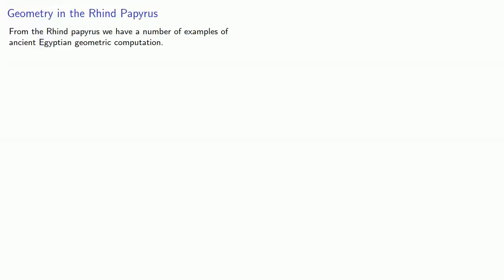From the Rhind Papyrus, we have a number of examples of ancient Egyptian geometric computation. The examples are fairly clear, but they do provide us with some difficulties in the interpretation of the words involved.